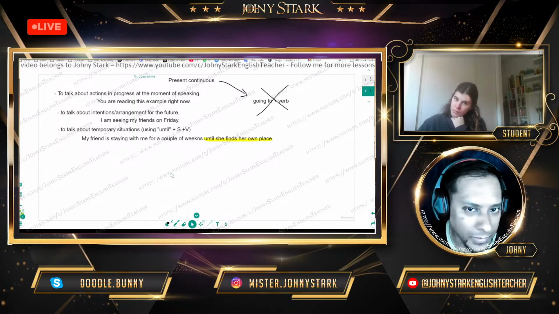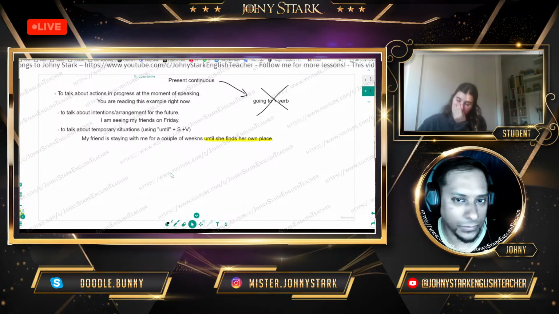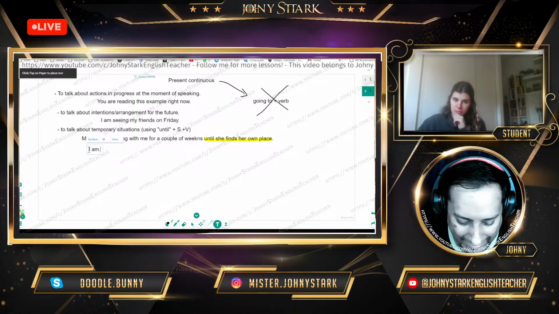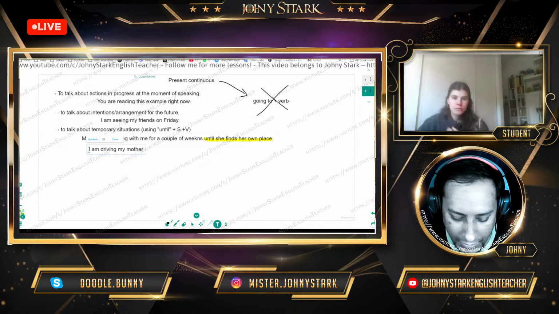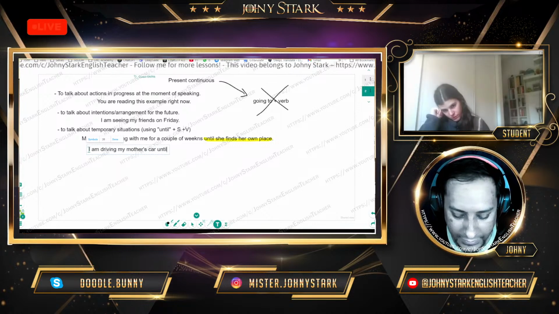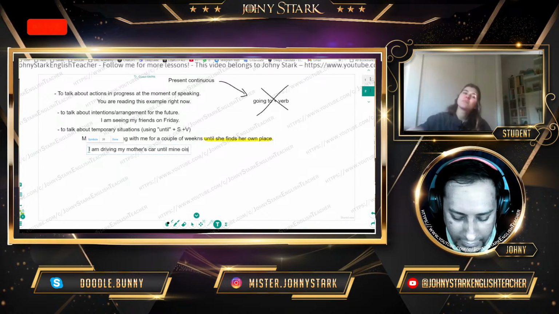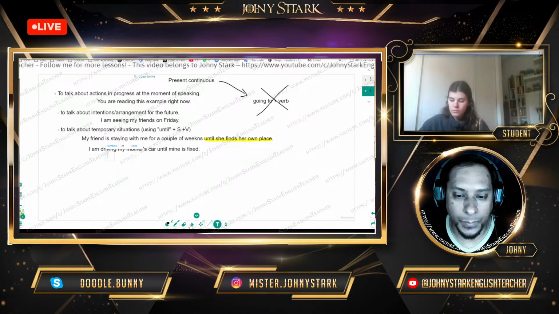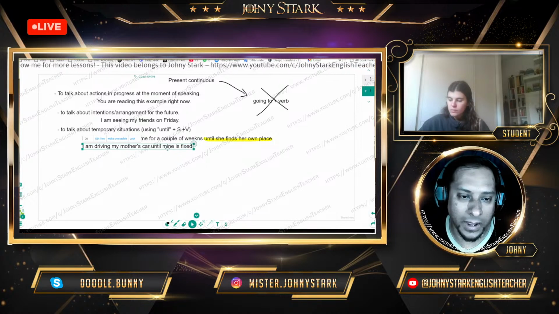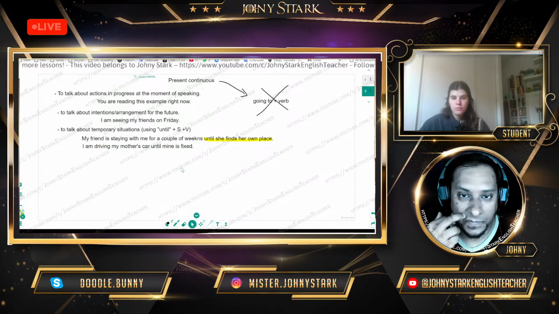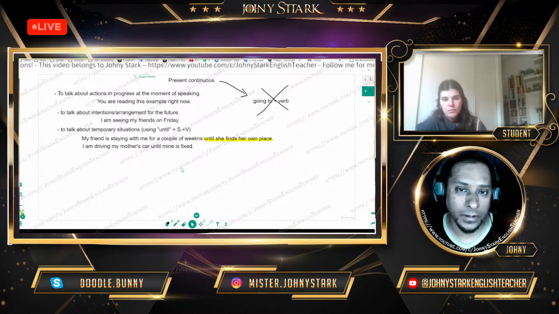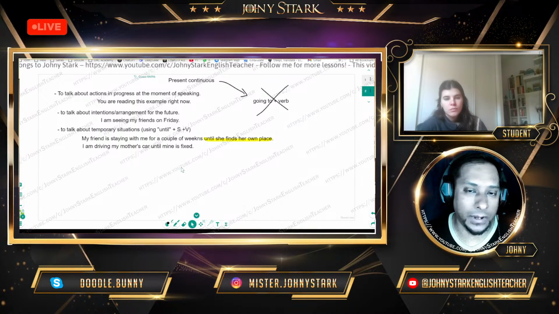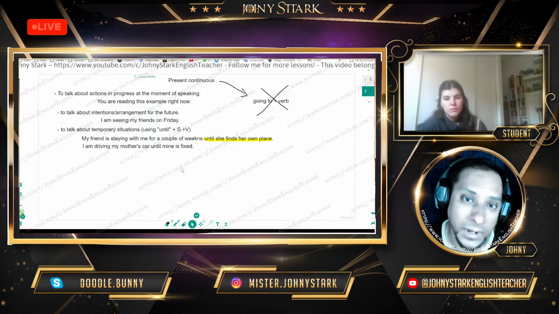It is only for the moment until her situation is resolved. You could also say, for instance, I am driving my mother's car until mine is fixed. Suppose that your car is not working, it is at the mechanic, right? They are fixing your car, so you don't have your car right now, but you need to use something to go to work. You need some kind of transportation, so you are using your mother's car in the meantime.